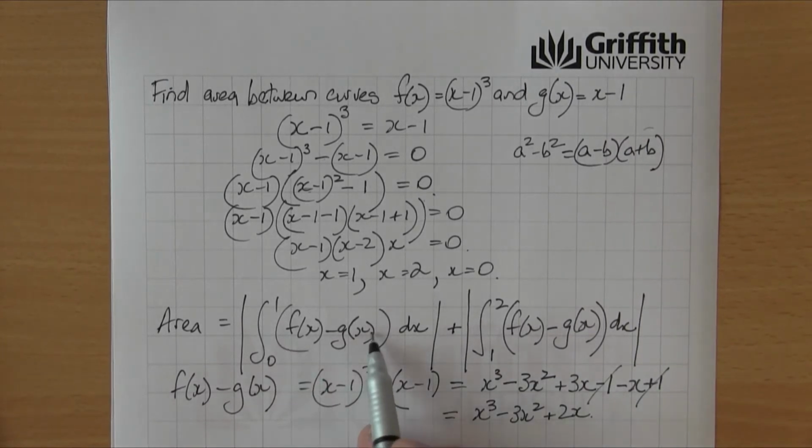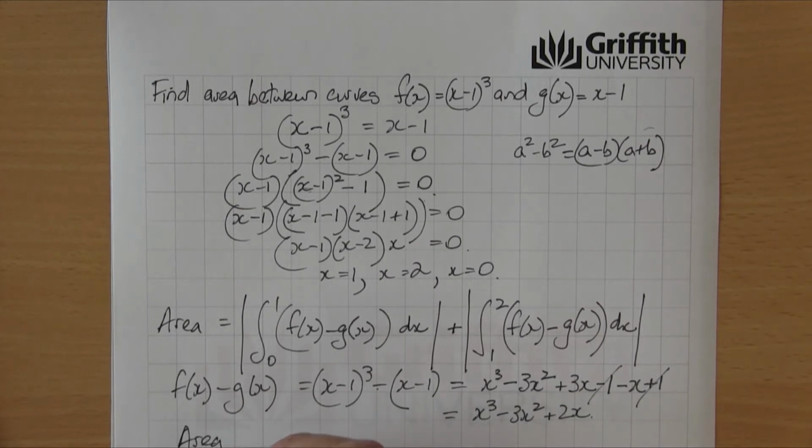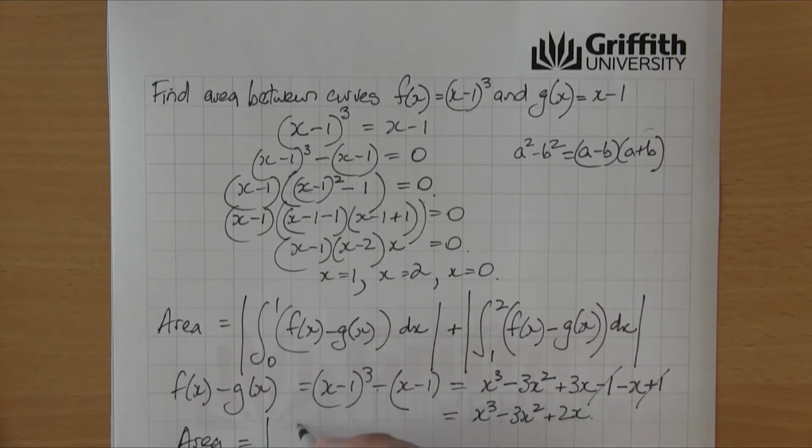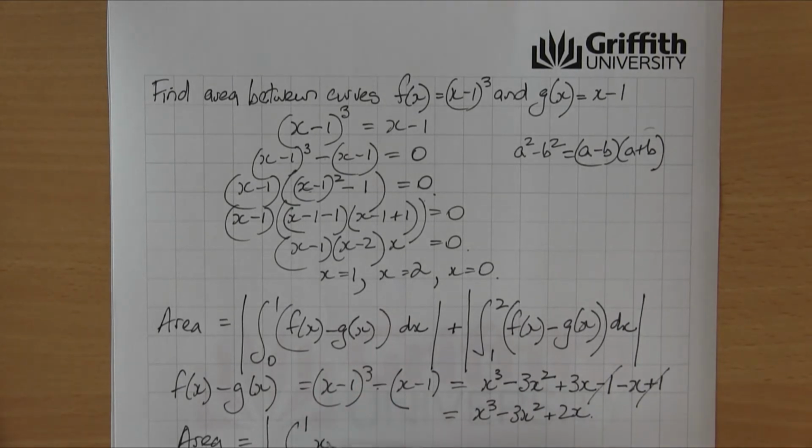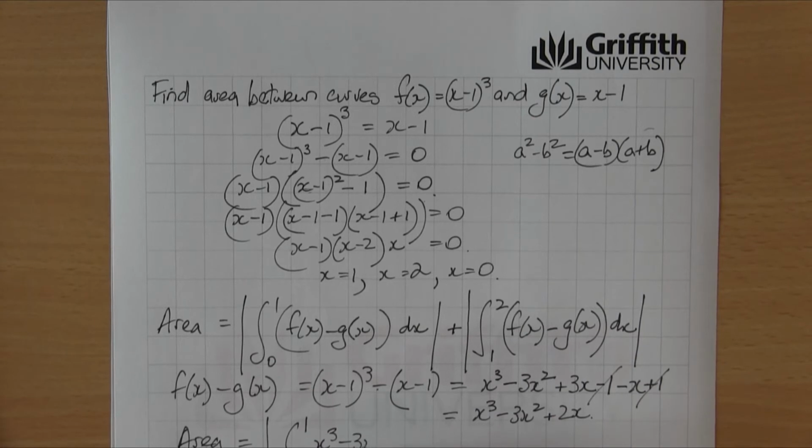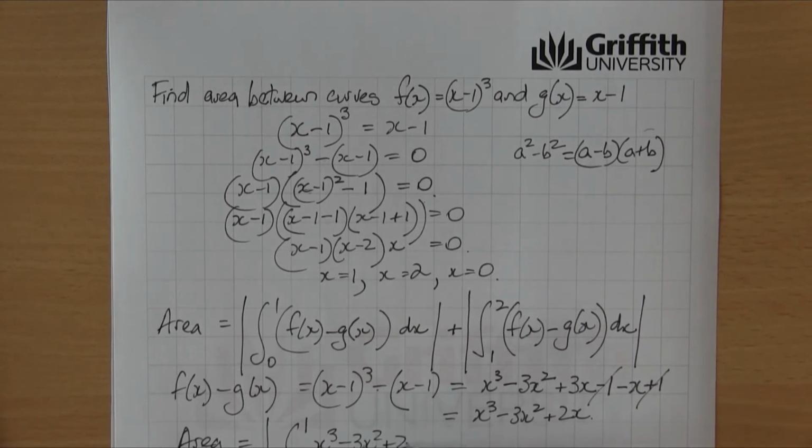So that will help evaluating the f of x minus g of x in each of the integrals. So our area, going back, is equal to the absolute value of the integral between 0 and 1. Now instead of f of x minus g of x, I write x cubed minus 3x squared plus 2x dx.